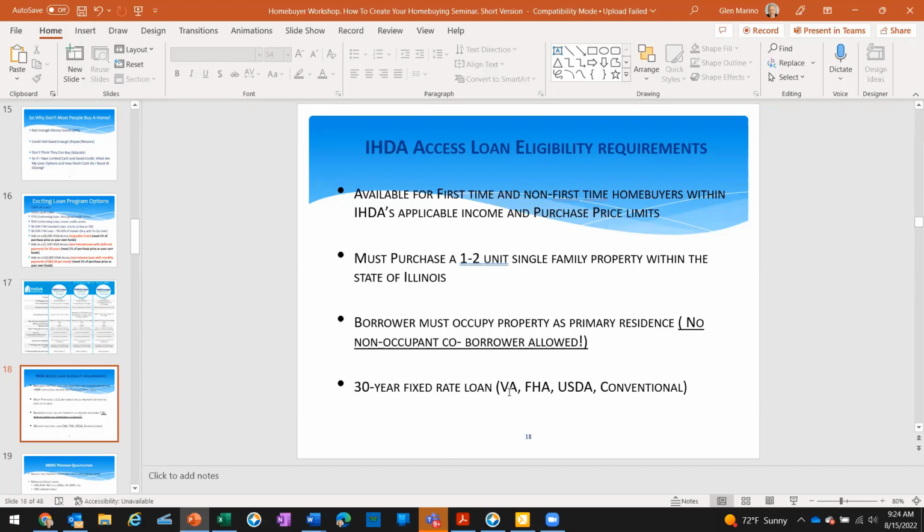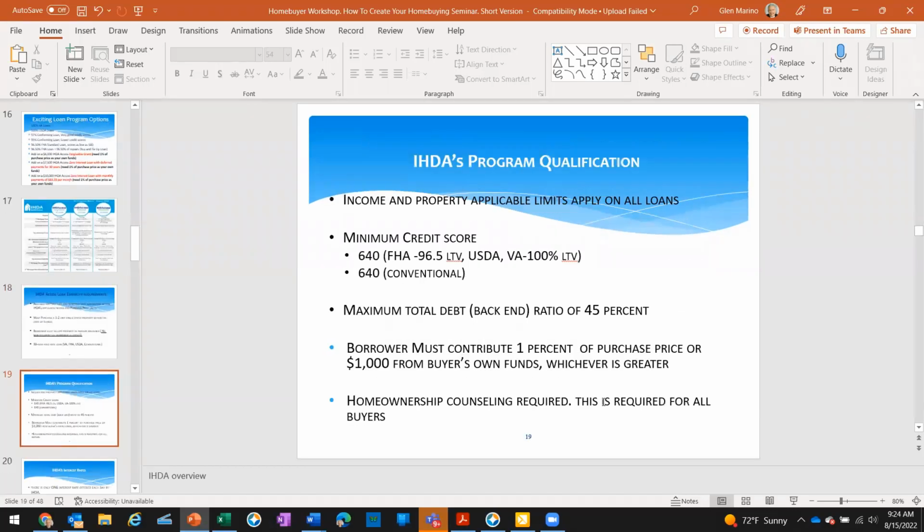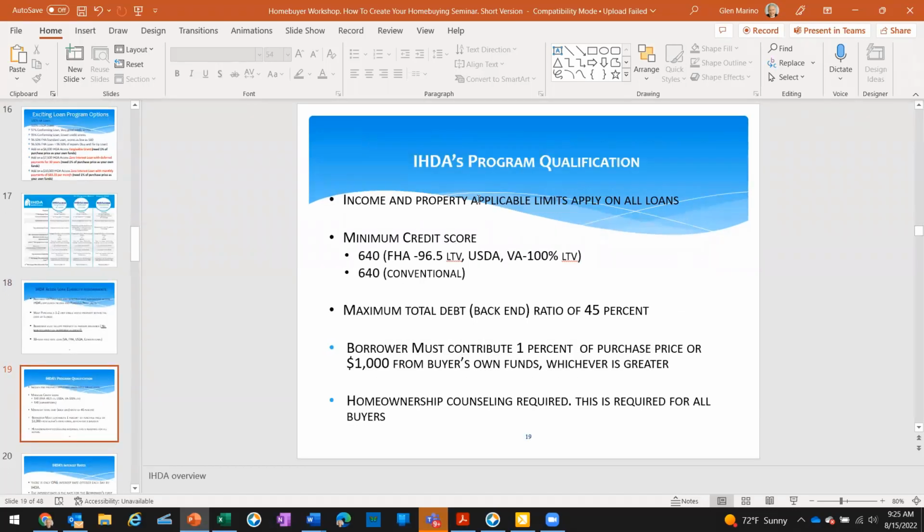It is available. These are add-on loans. These are second mortgages. They get added on to your VA loan, to your FHA loan, to your USDA, to your conventional loan. So it doesn't stop you from picking the best loan program for you. You're just going to add on a $6,000, a $7,500, or a $10,000 second mortgage. There are income and property limitations we'll see in a second.